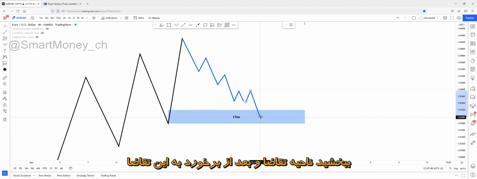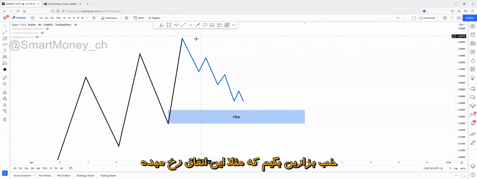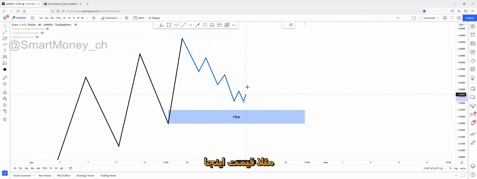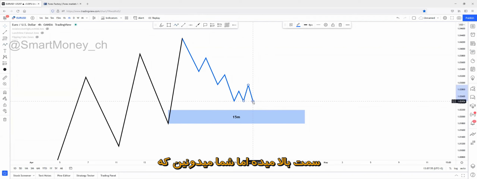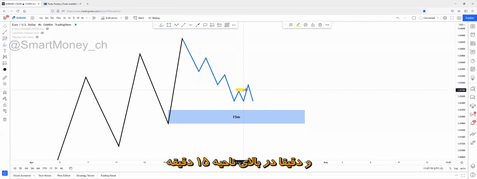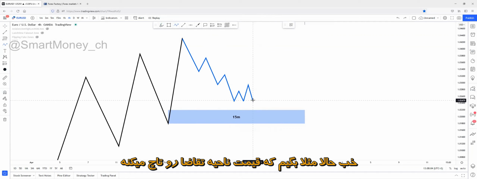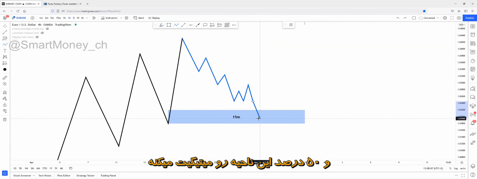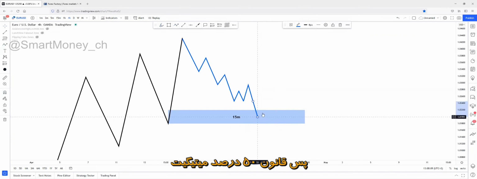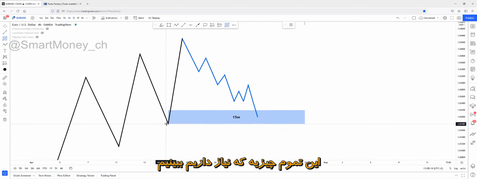After the top of this demand zone, we can expect a change of character entry to the upside. Let's say theoretically it happens. Price creates liquidity right here, and it creates a fake change of character to the upside. But we know this isn't a real change of character, because the 15-minute demand zone has not been tapped yet, and there's liquidity just above the 15-minute zone. So let's say price taps this zone, sweeps all of the liquidity to the downside, and mitigates 50% of this zone. 50% mitigation for a 15-minute zone is perfectly fine. That's all we need to see.